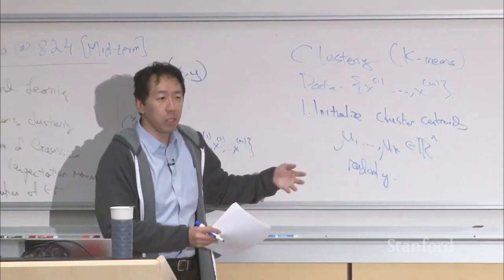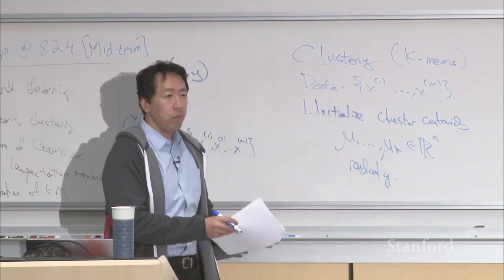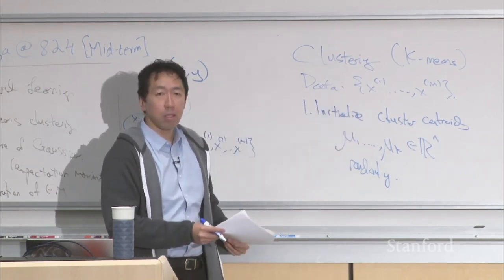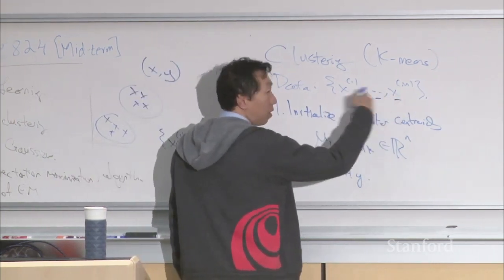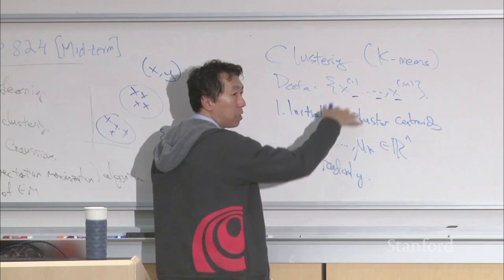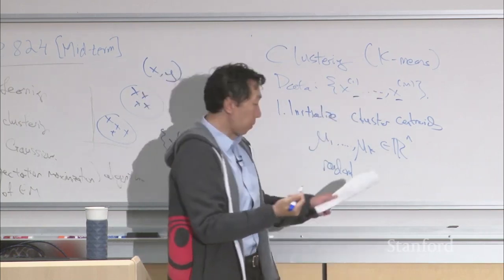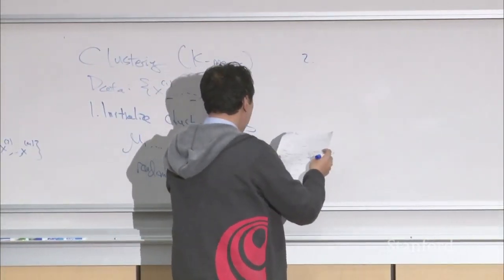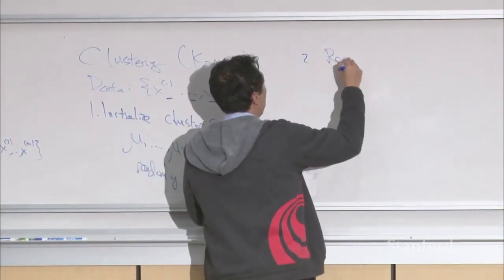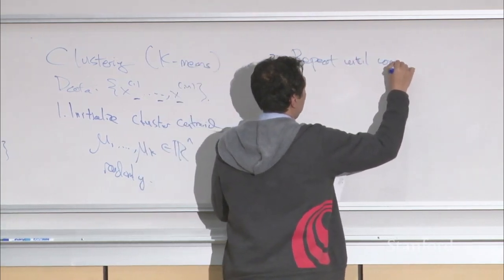So in a low-dimensional space, like a 2D plot, it doesn't really matter. But when you work with very high-dimensional data sets, the more common way to initialize these is to pick k training examples and set the cluster centroids to be at exactly the location of those examples. But in low-dimensional spaces, it doesn't make a big difference. And then next, you repeat until convergence.